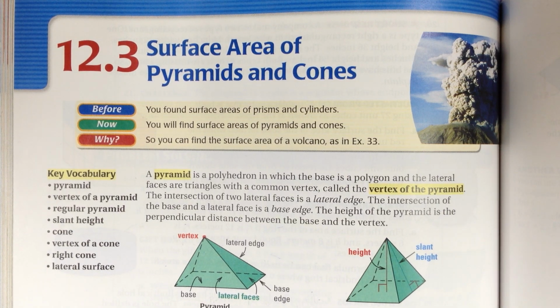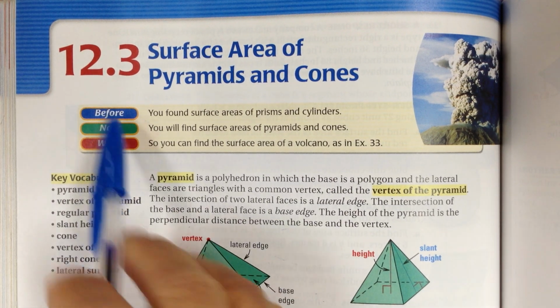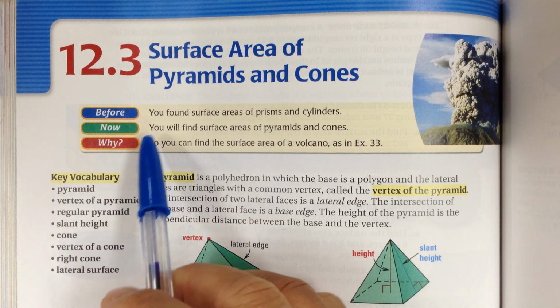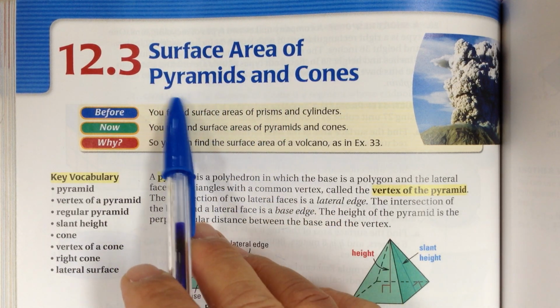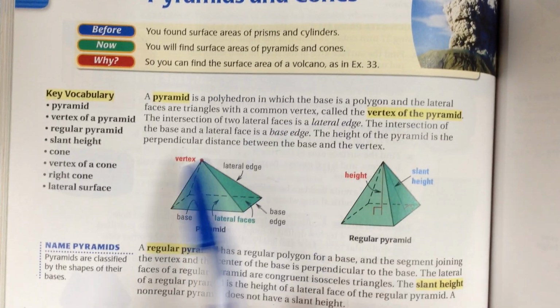Let's go to page 810. This is lesson 12.3. This lesson is to find surface area of the pyramids and cones.